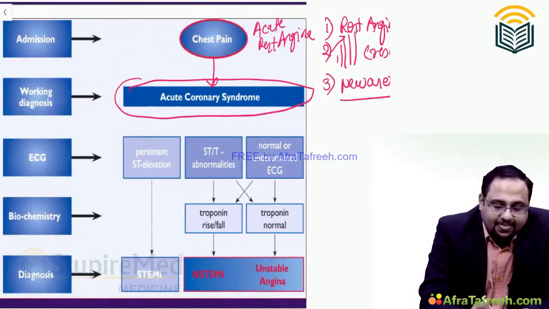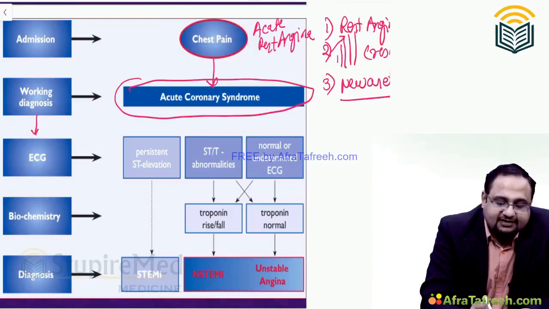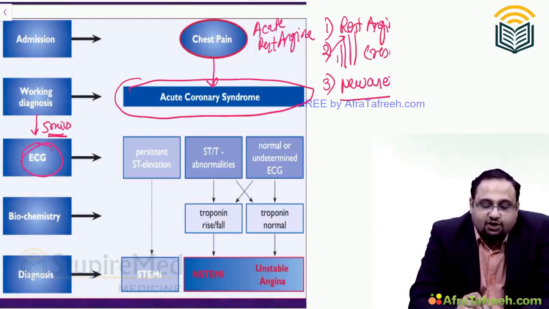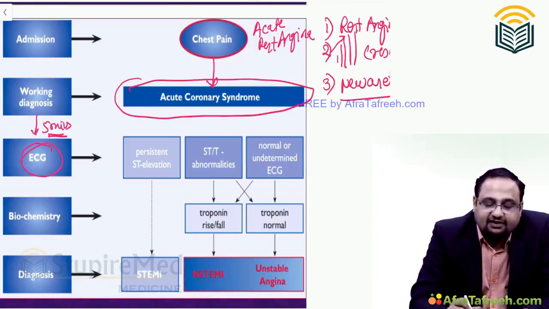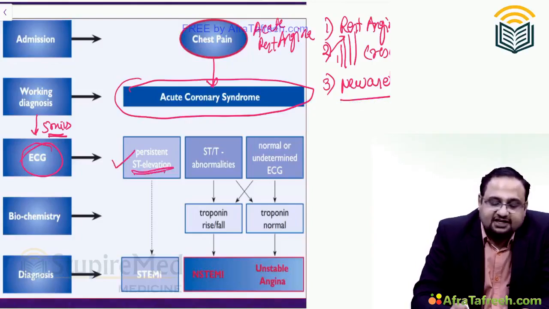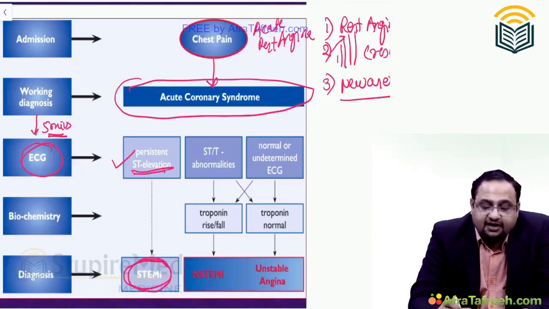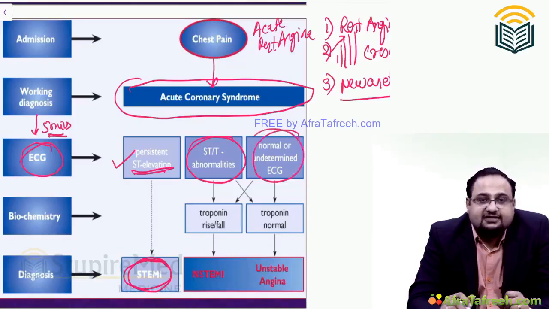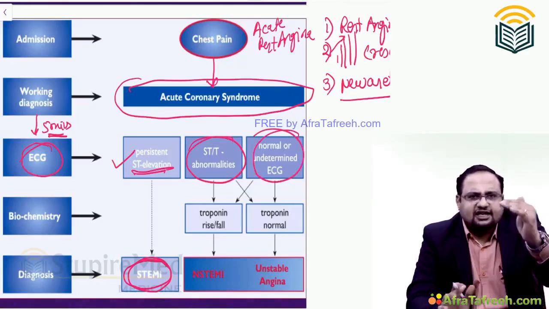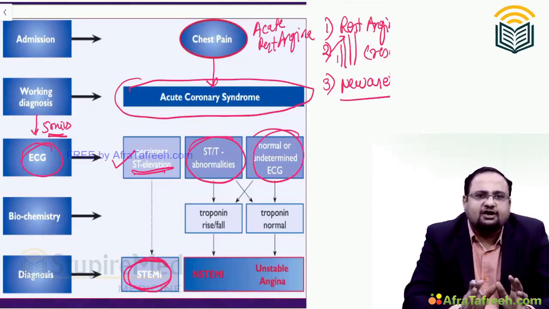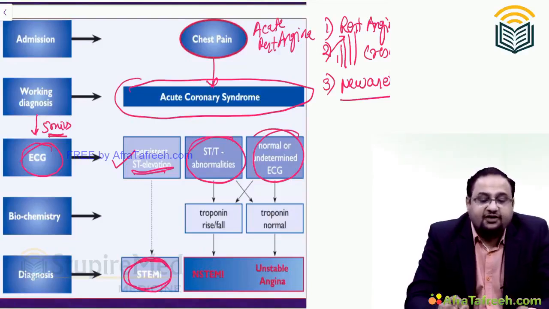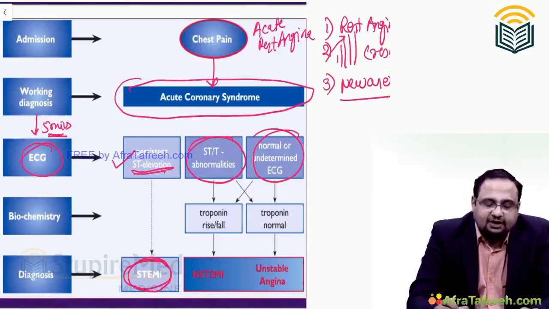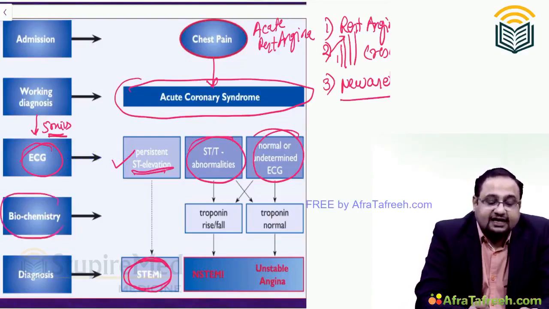The second step is that after admitting, ideally within 5 minutes, you should do an ECG in your hospital. What will the ECG show? If the ECG is showing ST segment elevation, then you have to label it as ST segment elevation myocardial infarction. However, the ECG may show ST abnormalities, or sometimes a normal ECG. Anything which is elevated, we label as an ST segment elevation myocardial infarction and start the treatment. However, if the ST elevations are not present, then you have to do cardiac biomarkers as the next step.